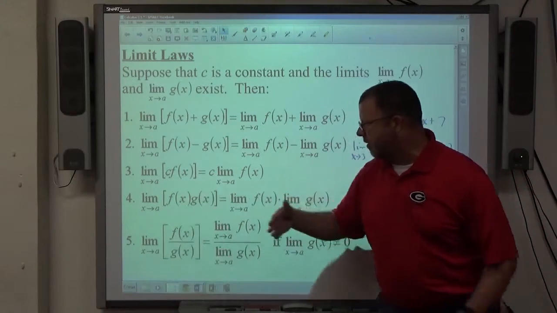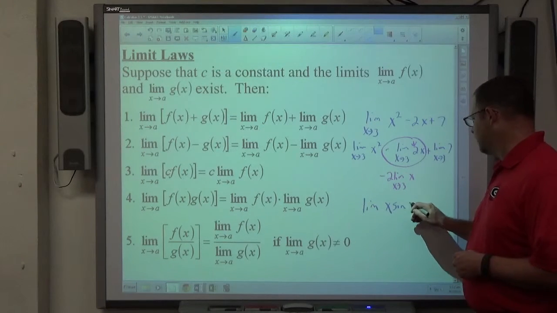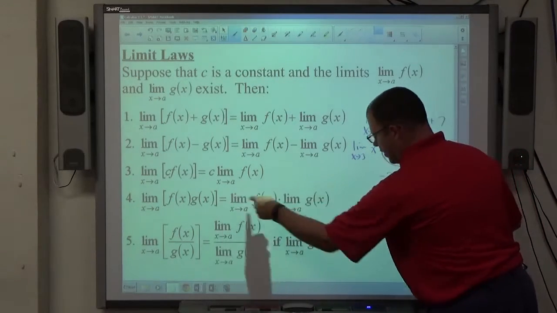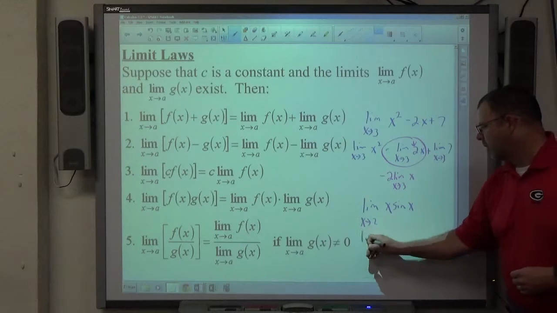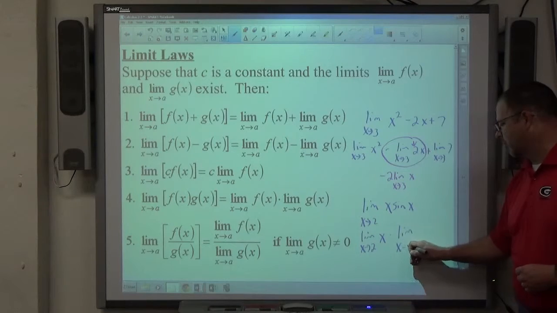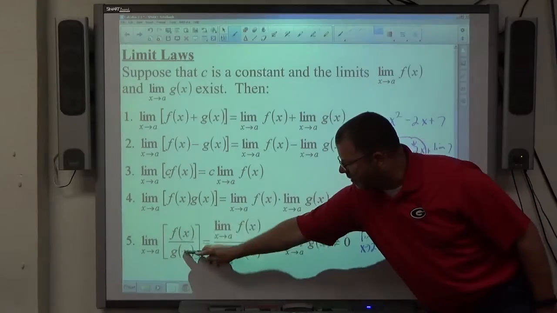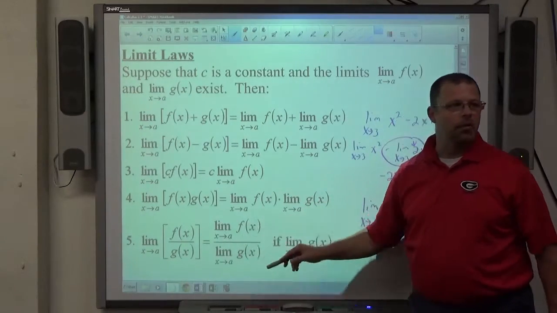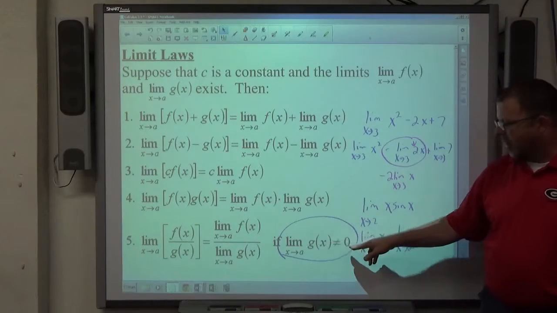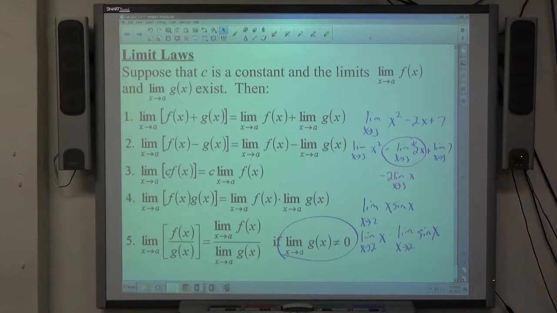This is a multiplication. If you have, let's say, the limit of x sine of x as x approaches 2, you have a limit of a product. You can break it into the product of the limits. So limit as x approaches 2 of x times limit as x approaches 2 of sine of x. And similarly, if you have a limit of a quotient, you can break it apart into limit of the top over limit of the bottom. There is a disclaimer for this one. Limit of g of x as x approaches a cannot equal 0, otherwise you're dividing by 0. All right, so if that happens, it's not allowed. But other than that, it's allowed.